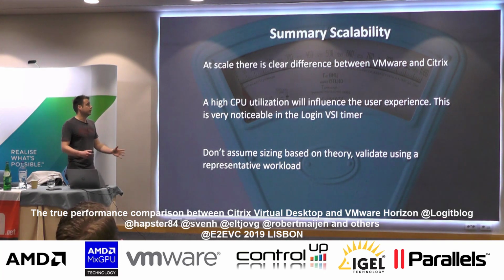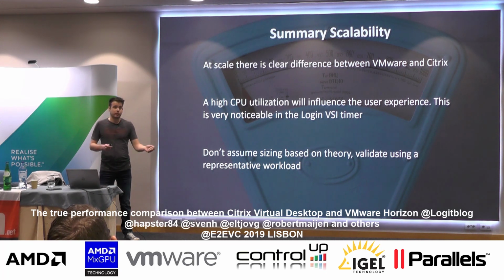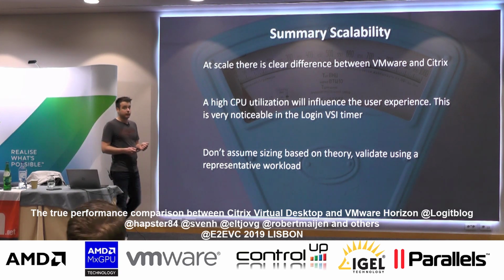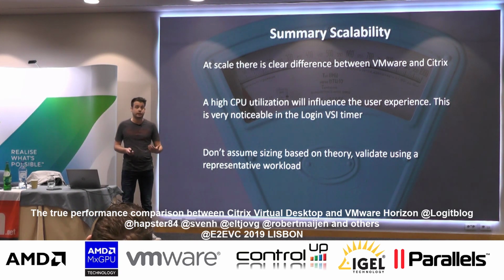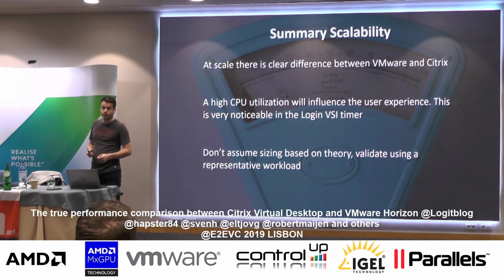So let's summarize. If you look at scale, there's a clear difference between VMware and Citrix. And the high utilization does affect the user experience. Although it's not really noticeable within the PowerPoint, especially within the timer, when the applications are quickly opened and there's real CPU activity, you see a clear difference. And it's important that you validate the sizing not just based on theory, but in real practice. So you need to understand what workload is used within your environment, and you need to validate that within your own environment.